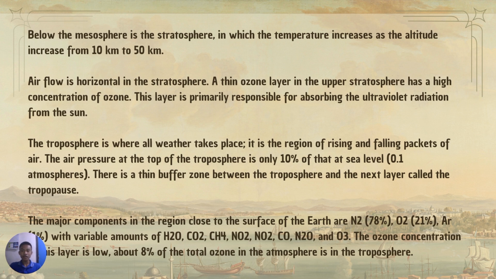The stratosphere, 10 to 50 kilometers, has rising temperatures and an ozone layer that absorbs UV radiation, while the troposphere below it is where weather occurs, with the atmosphere composed mainly of nitrogen, oxygen, and argon, crucial for climate, weather, and protection from solar radiation.